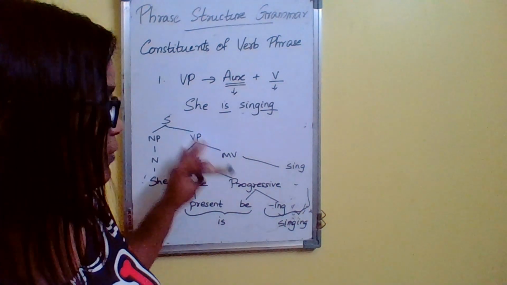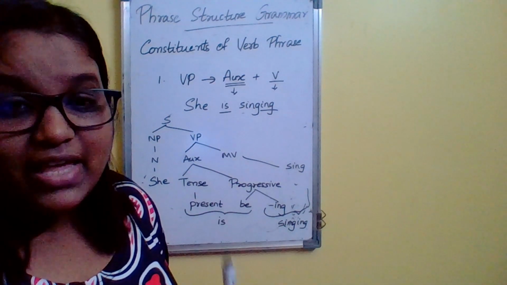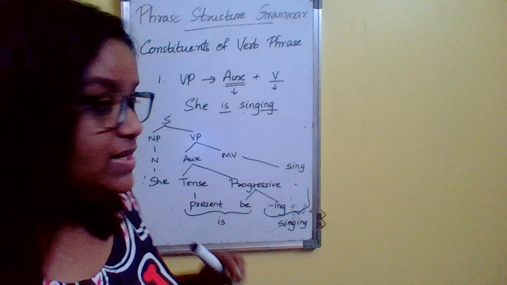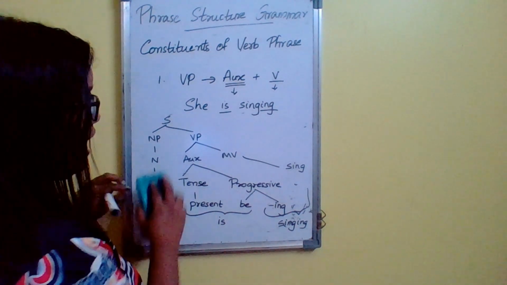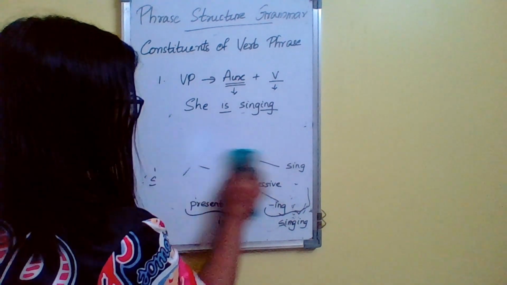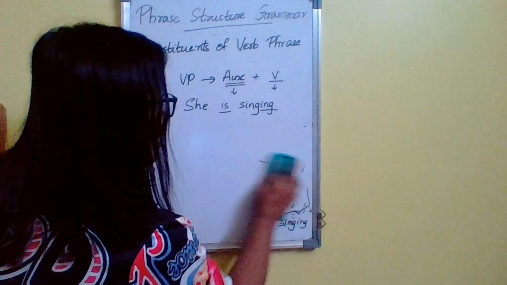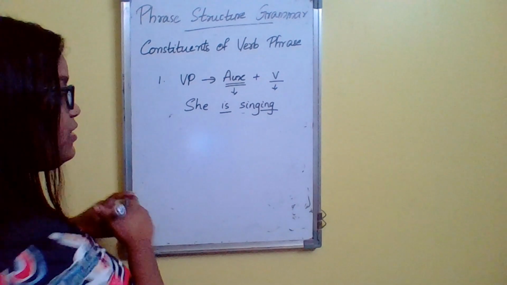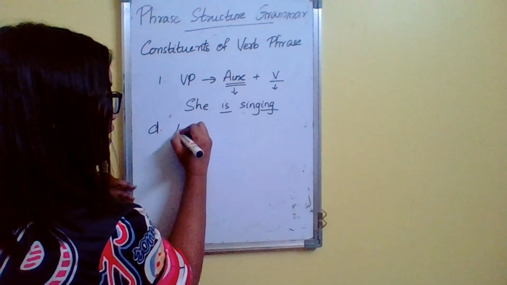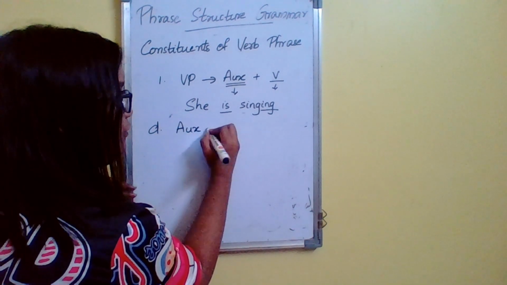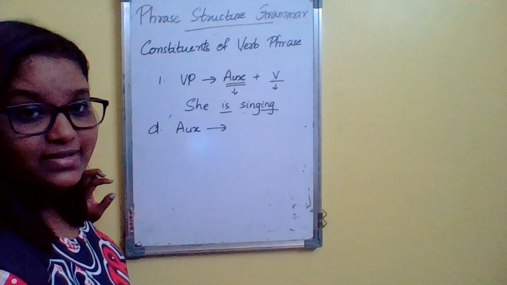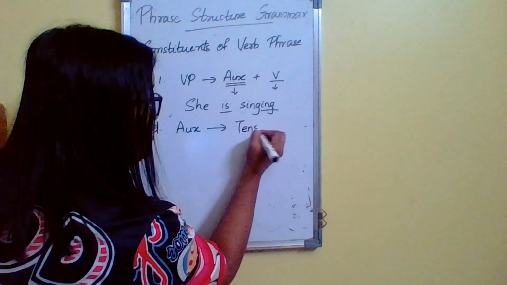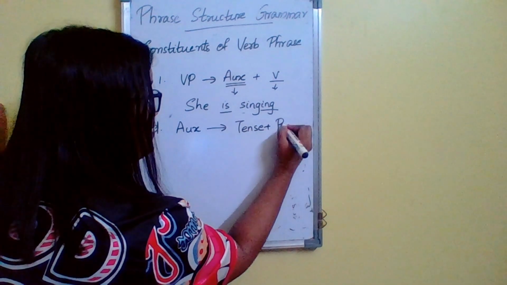Now let us move back and derive our formula for auxiliary. The fourth possibility of what can constitute an auxiliary. So let's rub this and write down our formula or the possibility of what can constitute an auxiliary. The fourth possibility of auxiliary is auxiliary can be tense plus progressive.